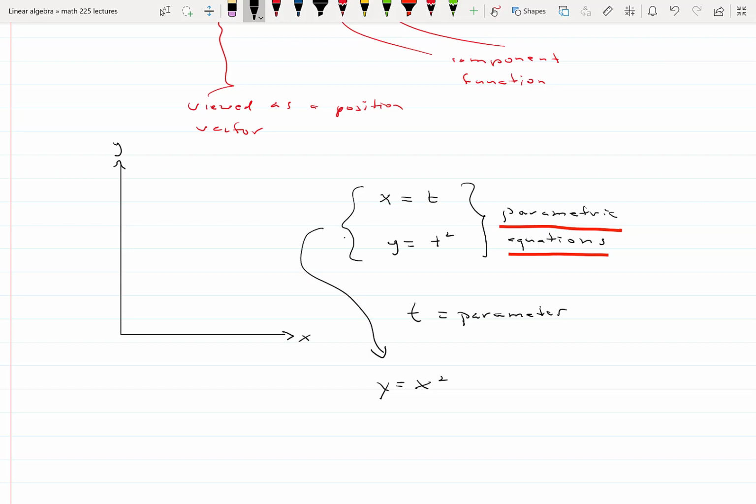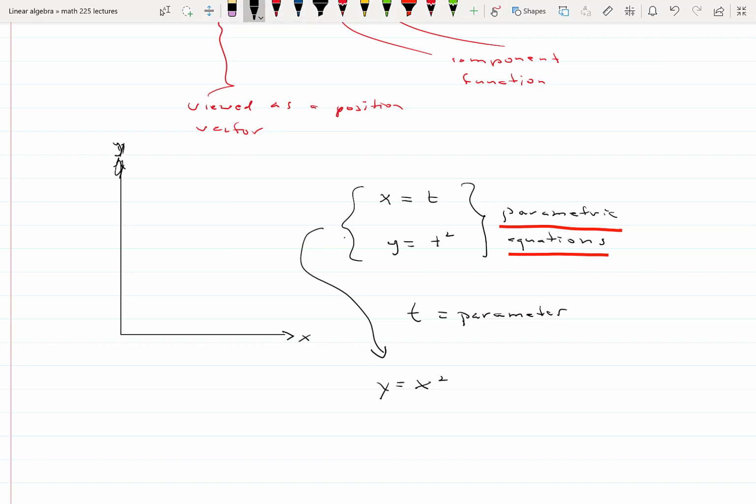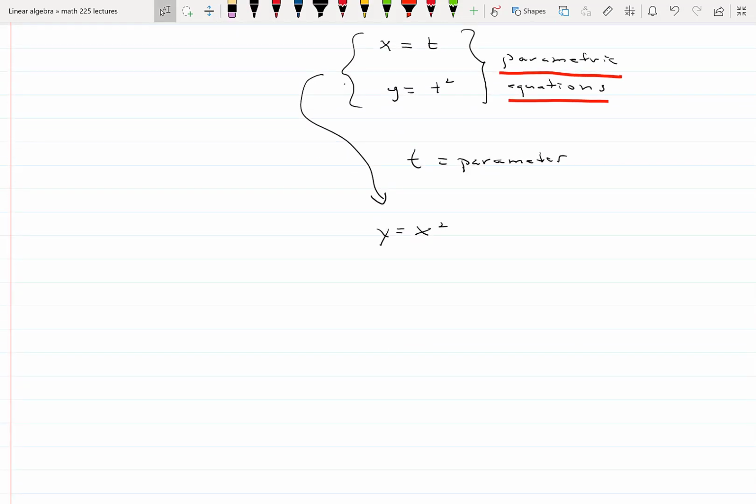Okay, and we know what y equals x squared looks like. I want to take out those axes I just drew because we need the whole xy plane to graph y equals x squared. So back to my drawing board. We know what y equals x squared looks like.